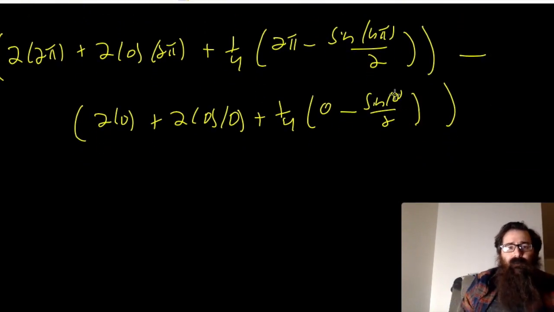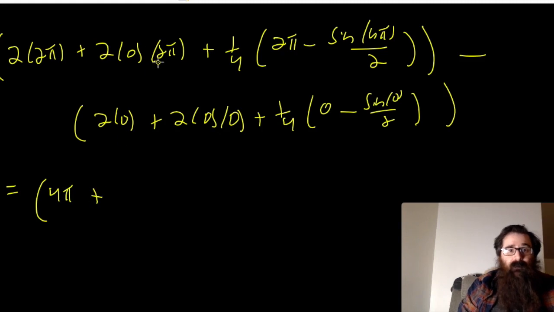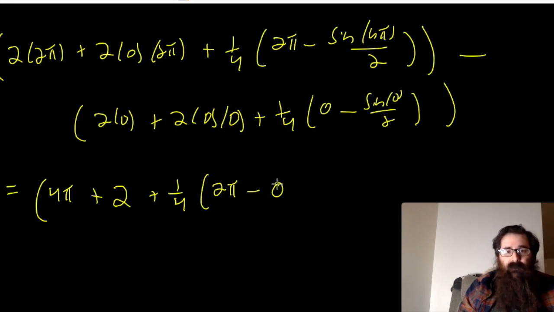And I should be able to work through this as much as I can. So what is this? Well, okay. In the first set of parentheses, 2 times 2 pi is 4 pi, plus cosine at 2 pi is 1. 2 times 1 gives me 2. Plus 1/4 times, in this other set of parentheses, I have 2 pi minus sine at 4 pi is 0. 0 divided by 2 is 0. So that's what I get for the upper bound being plugged in.